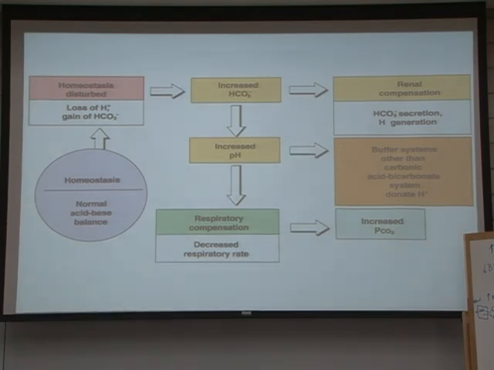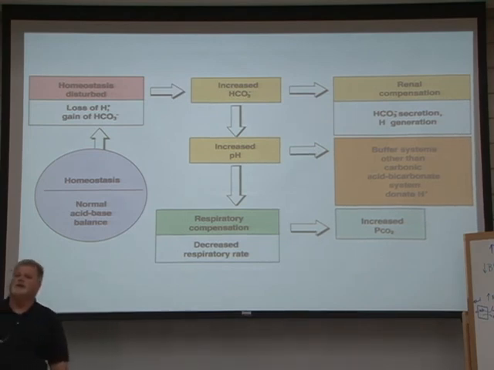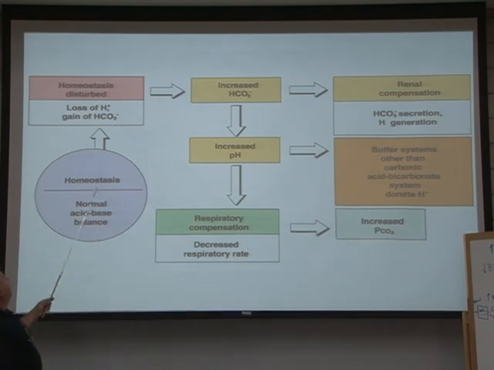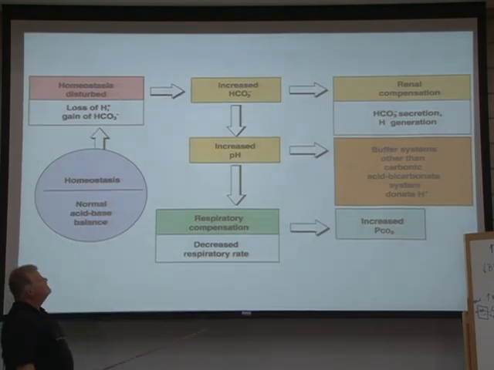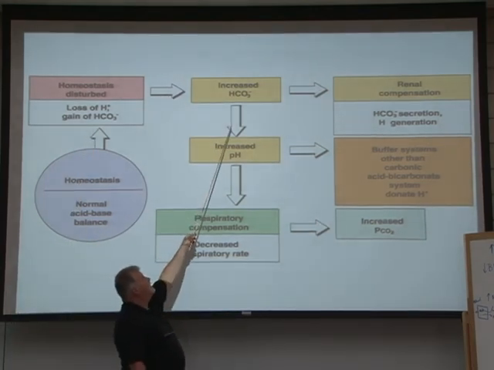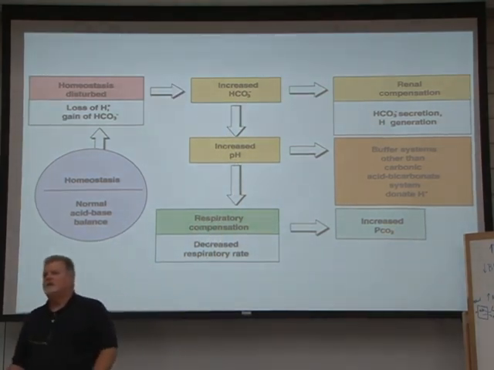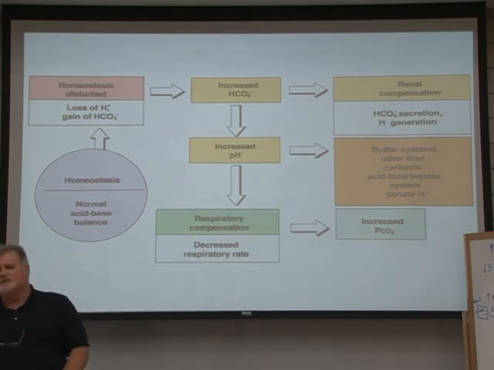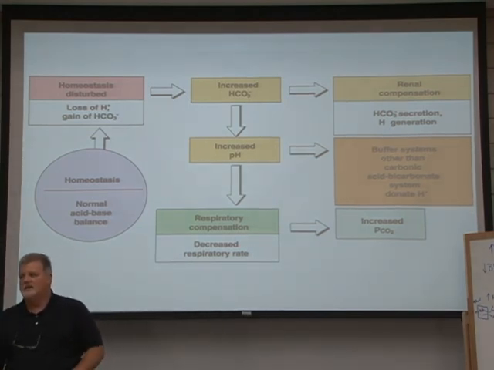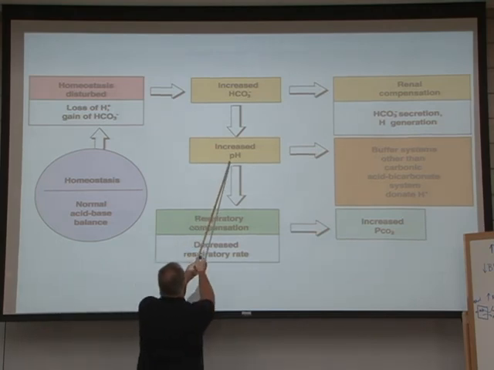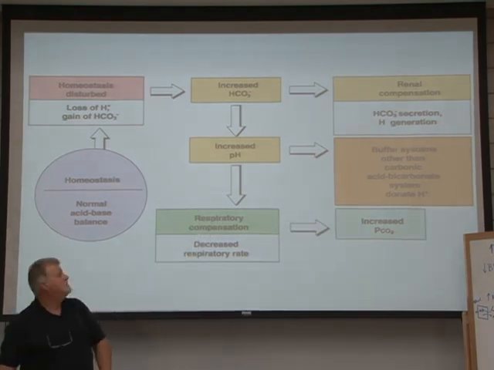Okay? This is just another way of looking at it. So we were in homeostasis, but all of a sudden we get a loss of hydrogen ions because we are vomiting. And we're losing these hydrogen ions like crazy. And then we have a gain of bicarbonate. So we have an increase in bicarbonate, so we have an increase in pH, so the patient is in a state of alkalosis. Increase in blood pH, alkalosis.